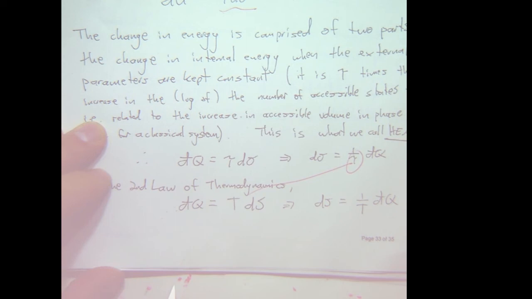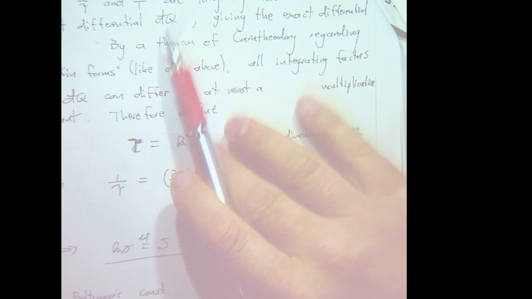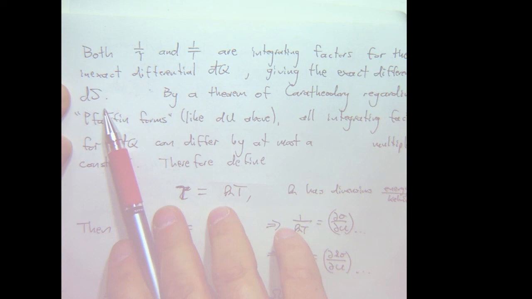Similarly, pi is a pressure. It's easy to find. But also, both 1 on tau and 1 on T are integrating factors for the inexact differential dq to give the exact differential dS.